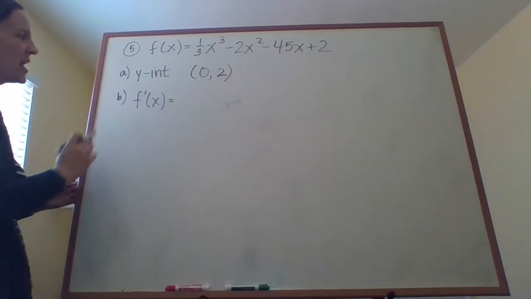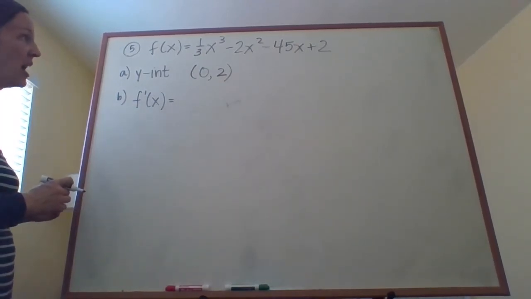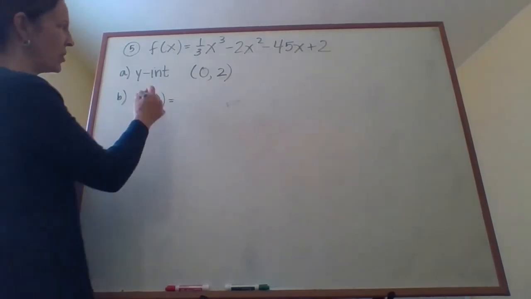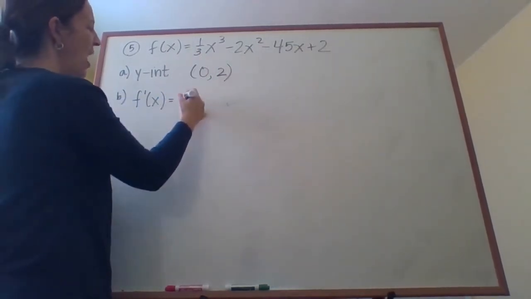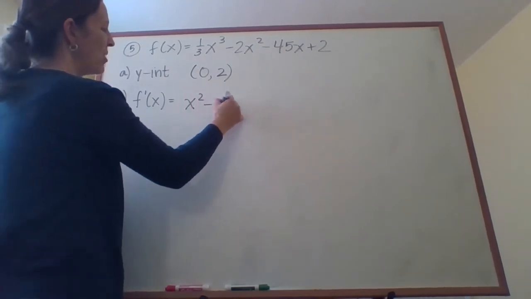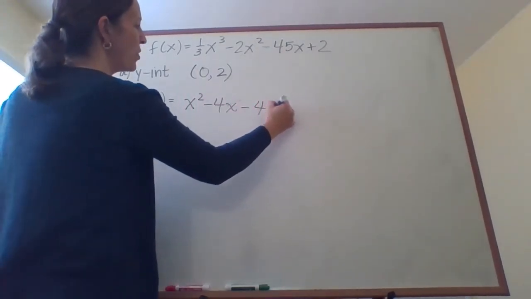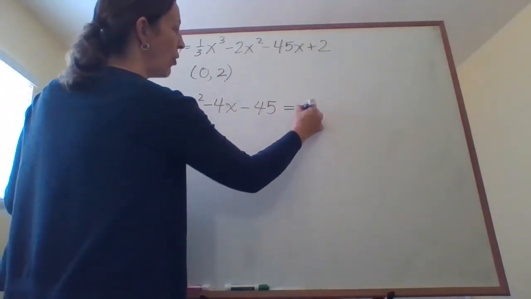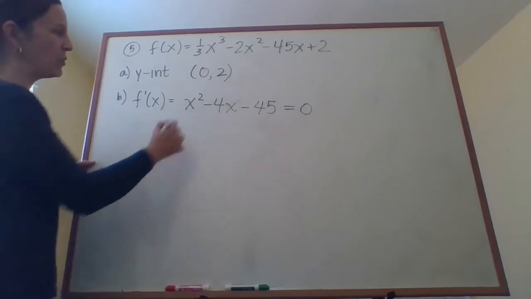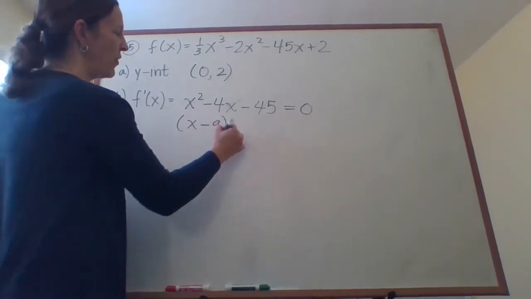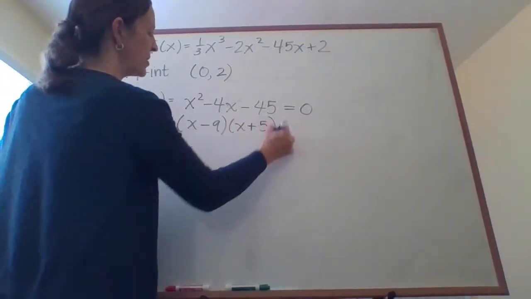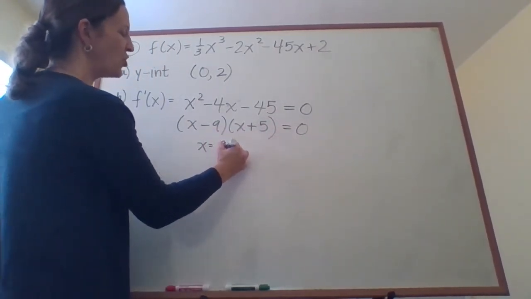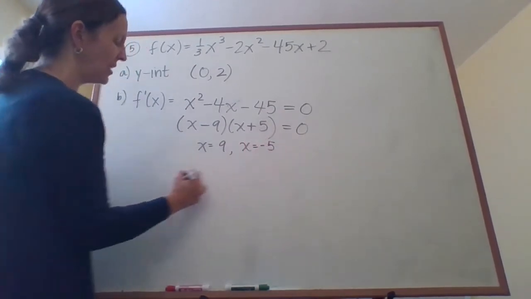The second part was to differentiate f of x, so find f prime, and then find the intervals of increasing and decreasing. So if I take the derivative here, I'm going to end up with x squared minus 4x minus 45. And if I want the intervals of increasing and decreasing, I need to figure out first, where is that derivative equal to 0? Well, this is factorable. It factors into x minus 9 times x plus 5 equal to 0, which means that the derivative is 0 at 9 and negative 5.